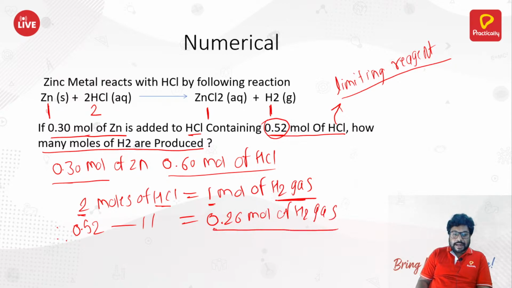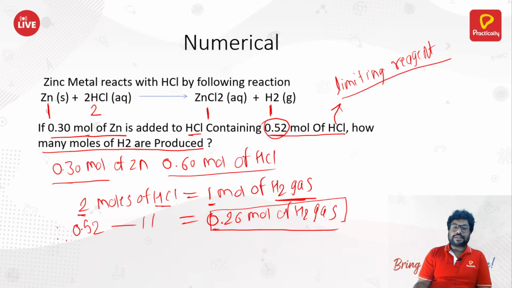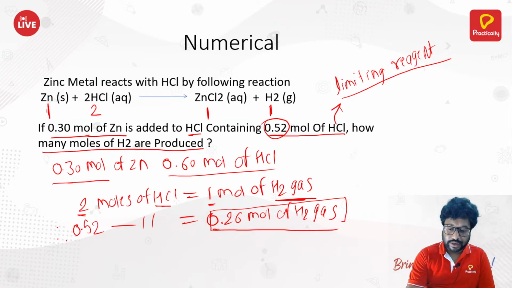And that is it. That is what they have asked us: how many moles of hydrogen gas are produced. And 0.26 moles of hydrogen gas will be produced. Okay, clear? How can we use this limiting reagent and excess reagent to solve such a number? Okay, so moving ahead with this.